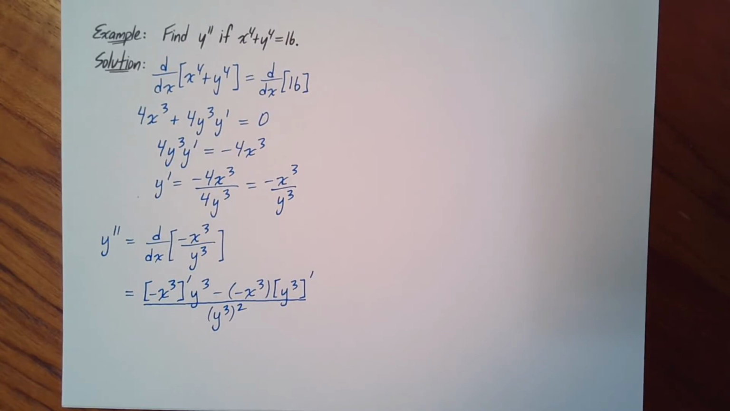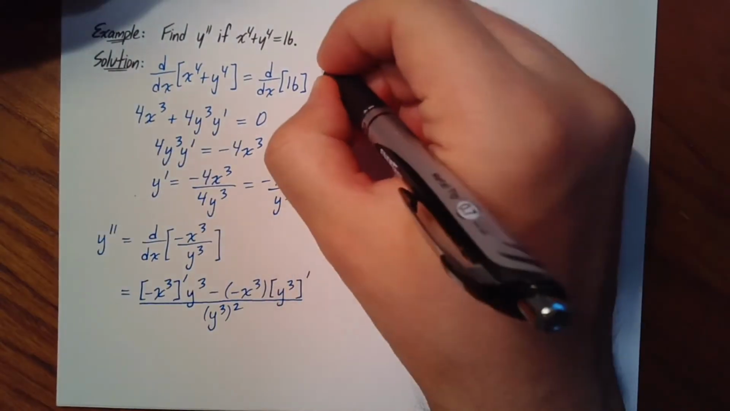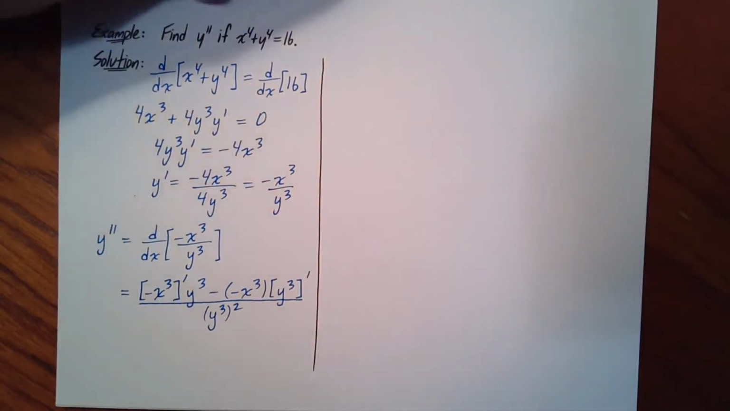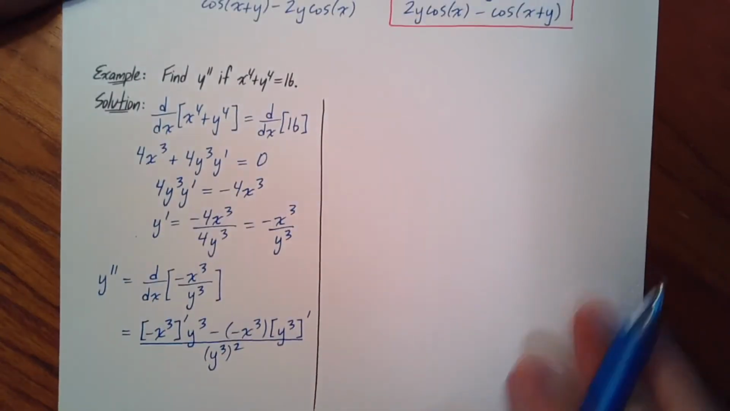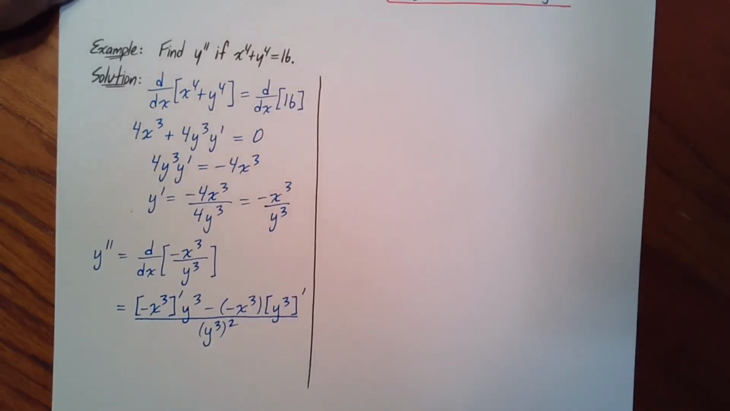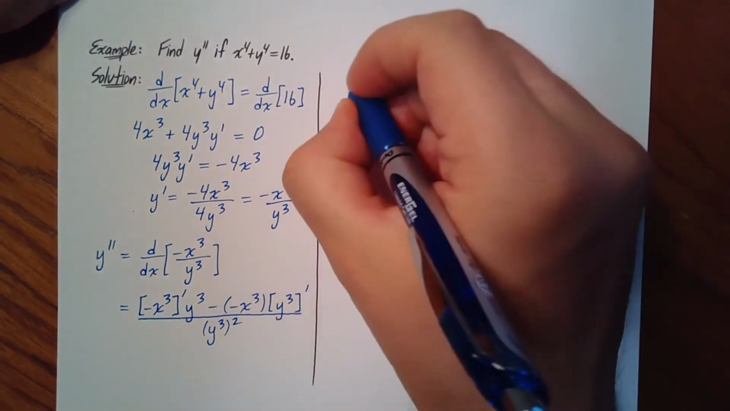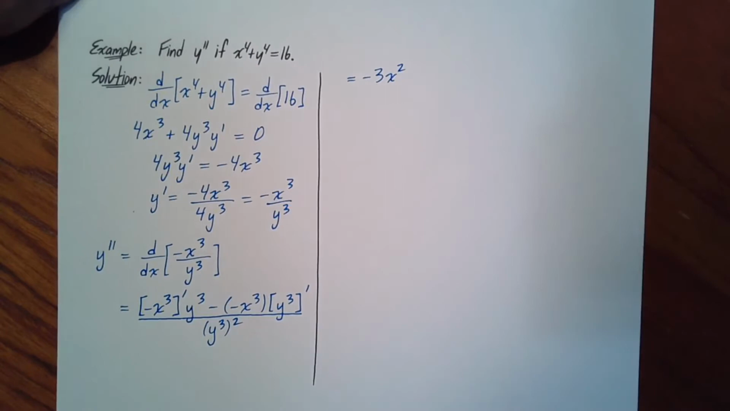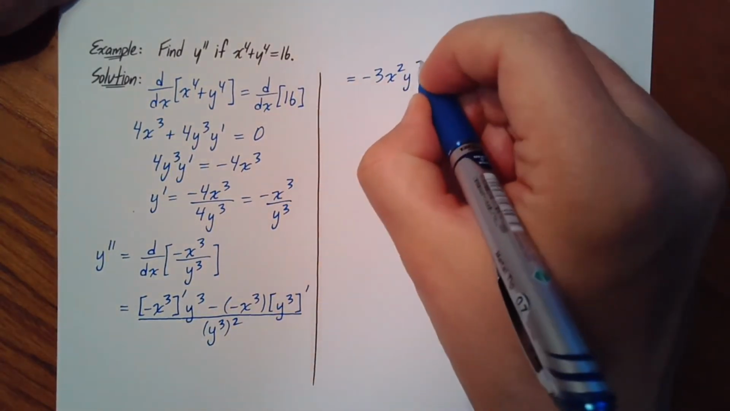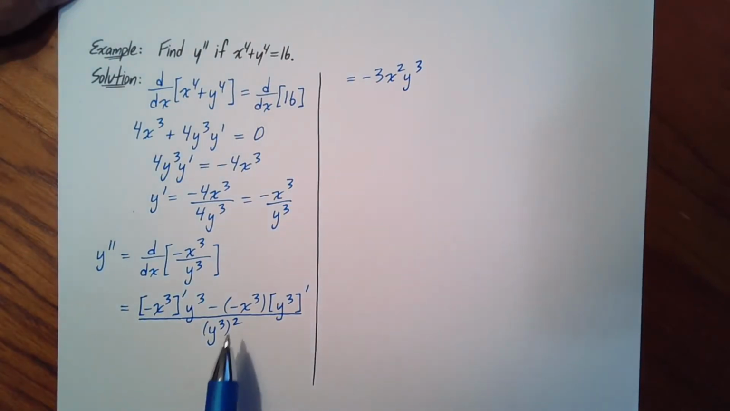But there's still plenty of work to do. We have to differentiate x cubed inside this derivative, and we've got to differentiate y cubed. So there's still more to do. And I'm getting down to the bottom of the page, so let's make some more space up to the right. Let's just move up here. Okay, so take the derivative of negative x cubed, you're going to get negative 3x squared. That's the power rule applied to negative x cubed, and then the y cubed is still there. And then what else can we do?